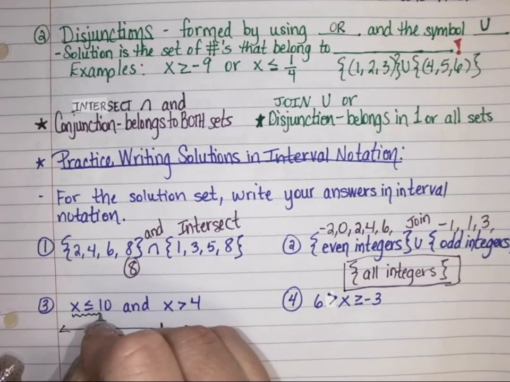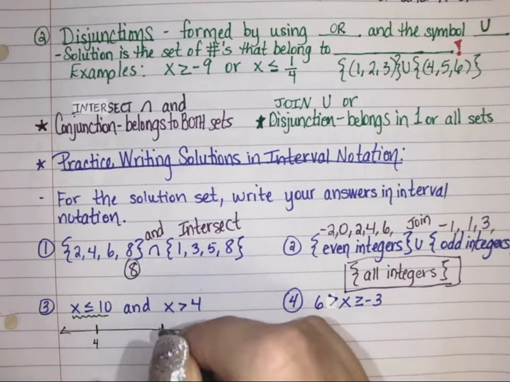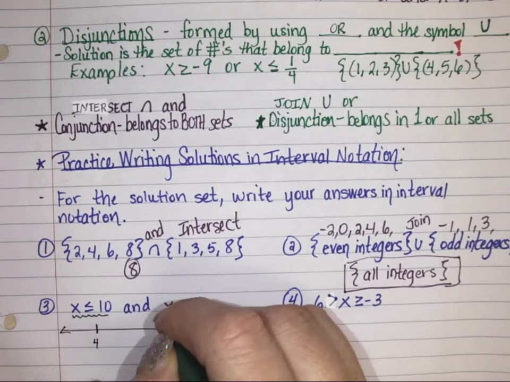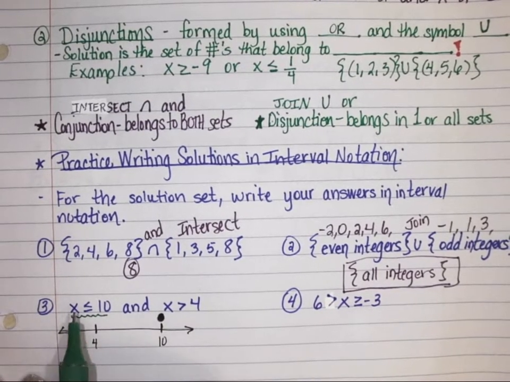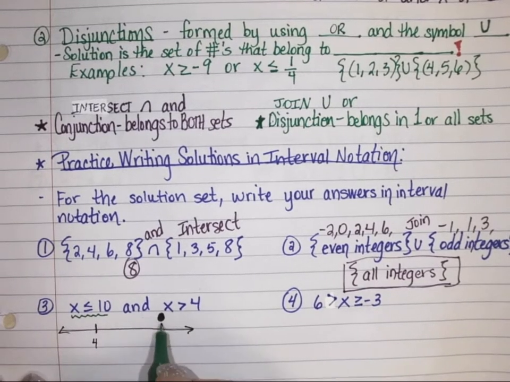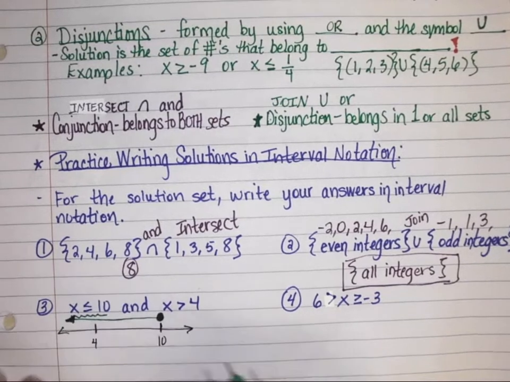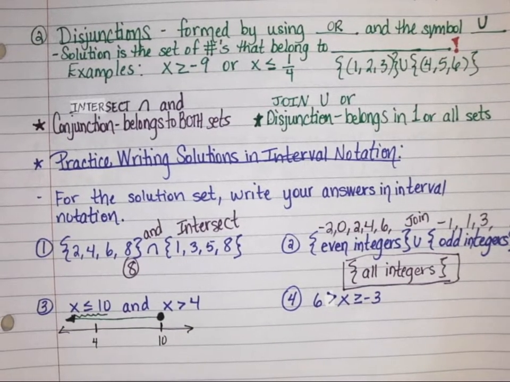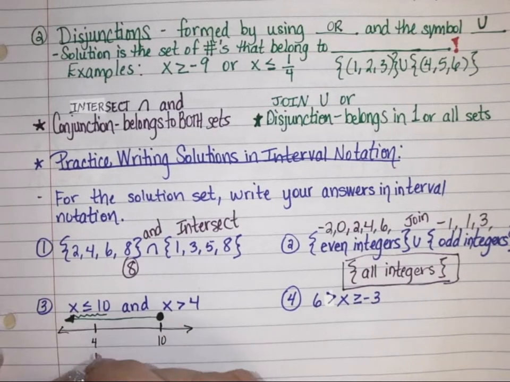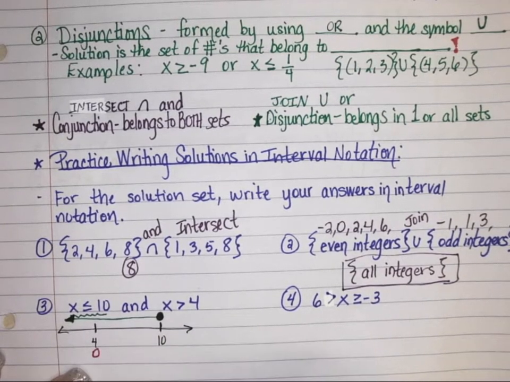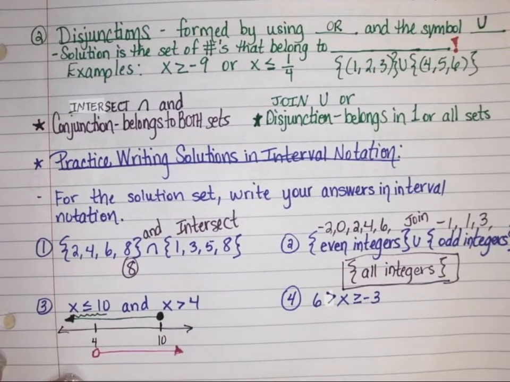So let's focus on x being less than or equal to 10. I will draw that solution set on the number line. I'm going to put a closed dot at 10 because it's got the equality part. And we're talking about all the numbers less than or equal to 10, so you would shade that solution set to the left. The second part, x being greater than 4, you would have an open hole at 4, and of course shaded to your right.